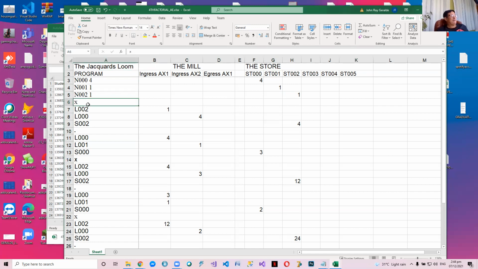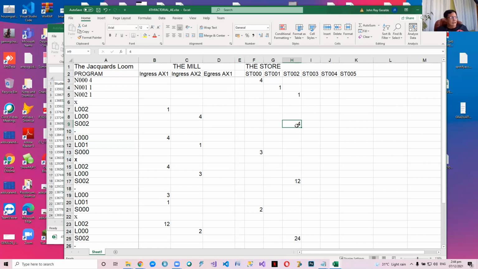And then we say times. What is going to be multiplied? We load 002 to ingress 1. What is 002? This 1. Do you follow? We place this 1 here. And then we load 000, which is 4, to ingress axis 2. And they are multiplied, 1 times 4. And the result is stored in ST002. So 1 times 4 equals 4, placed here in 2. Do you follow, everyone? Yes, sir.